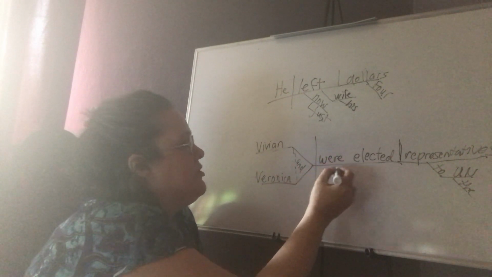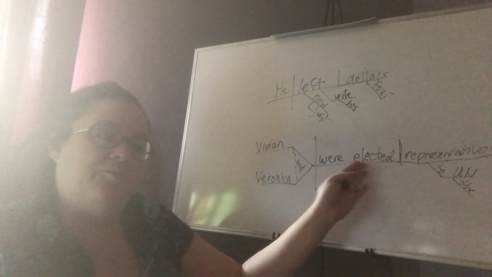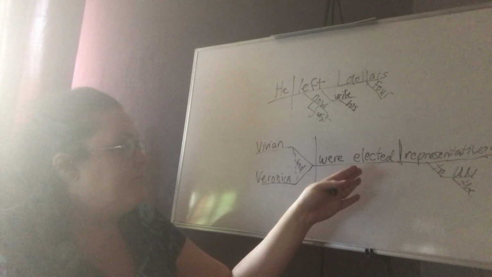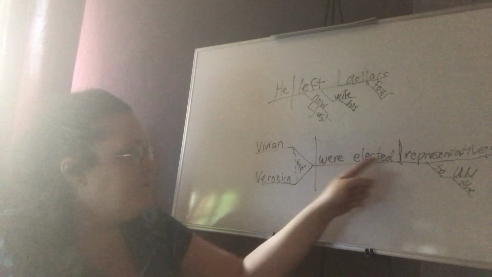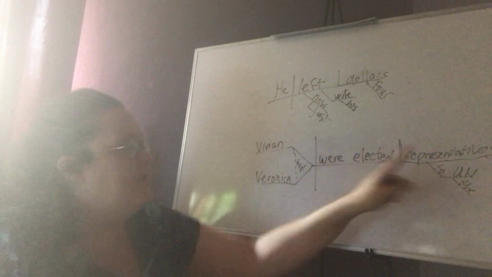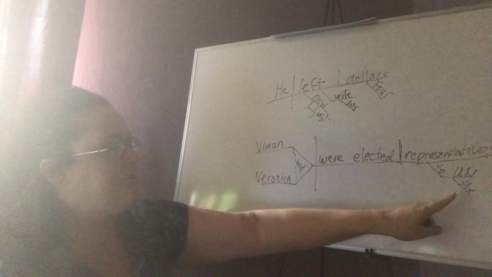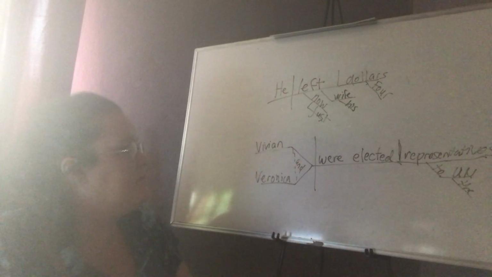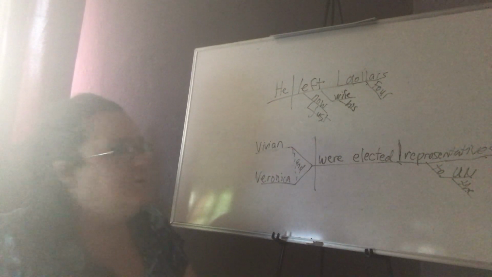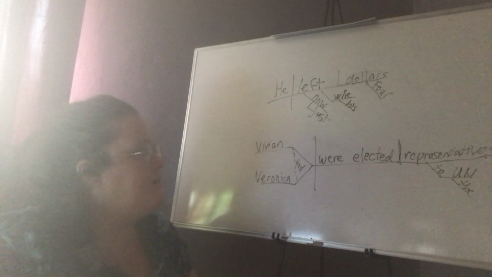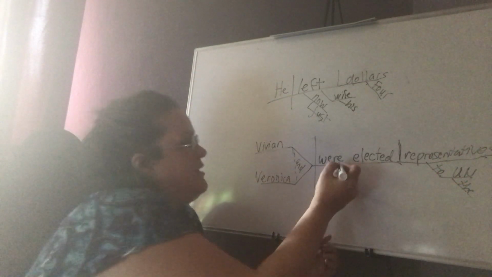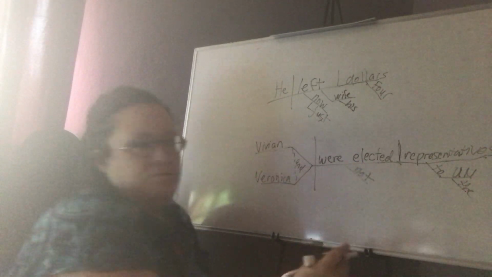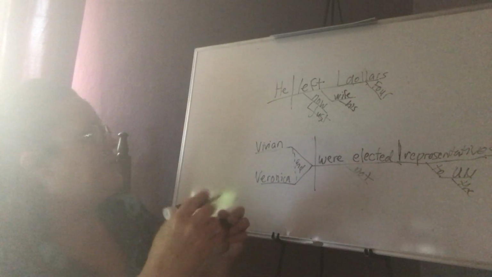Vivian and Veronica were elected. Were elected is your verb phrase. If you have a verb phrase, then it goes together on the baseline. And then your object here, representatives, we have a prepositional phrase that goes with this, to the UN. Okay. By the way, if you have the word not, it's an adverb. It does not go with the verb. It goes underneath. We're not elected. Okay.